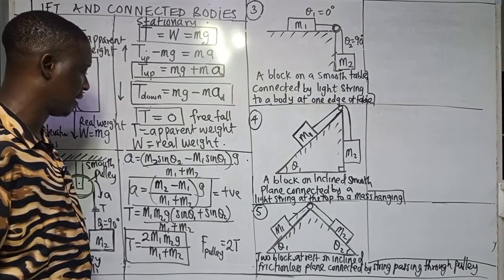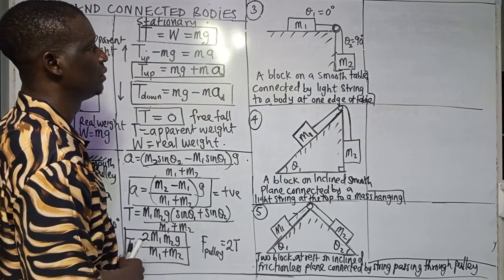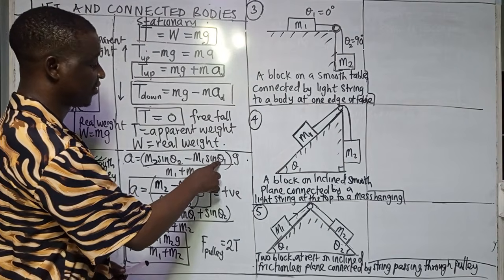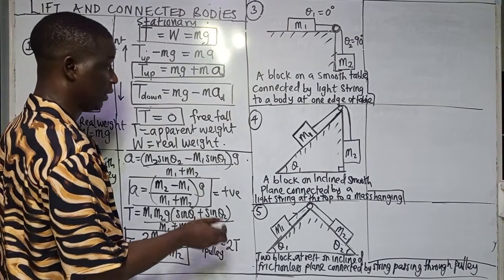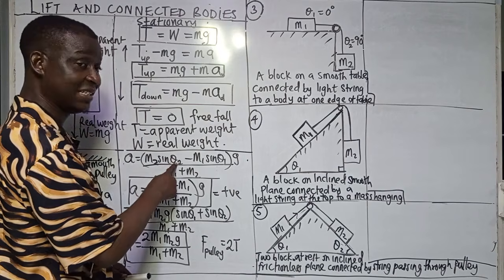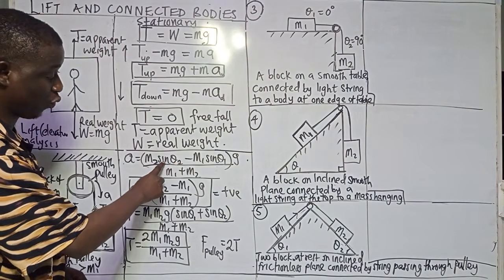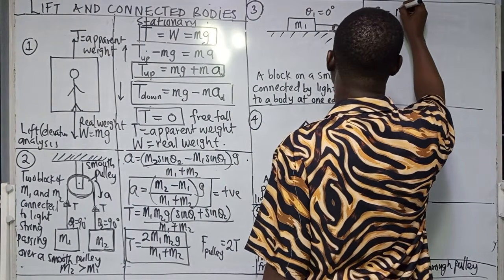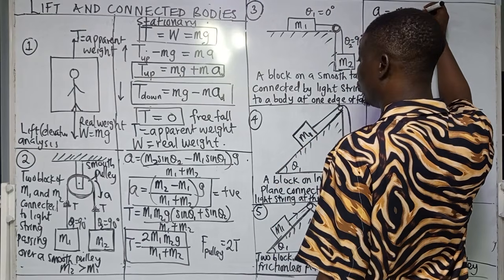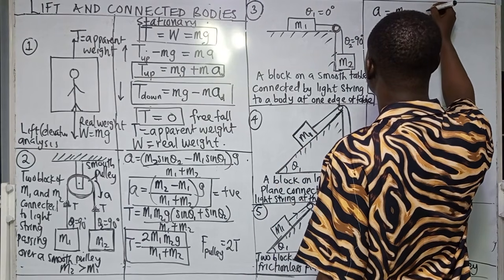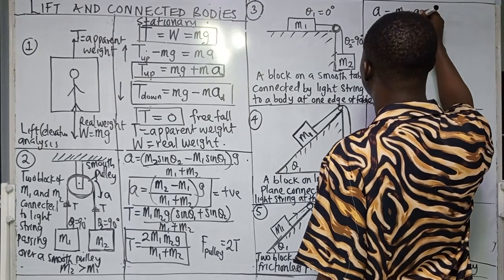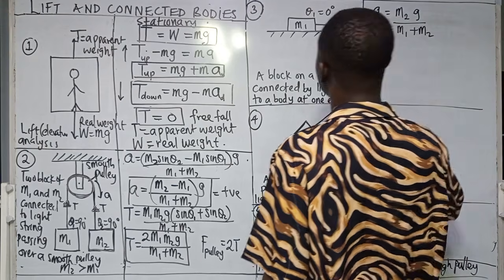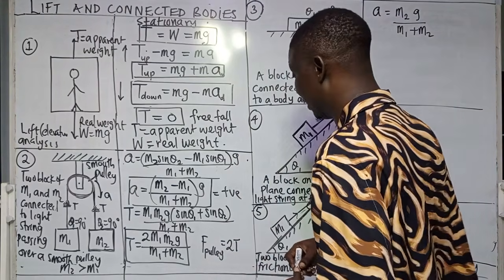So let's put it there. Let's go. Theta 1 is what? Is 0. So sine 0 is what? 0. Then theta 2 is 90. Sine 90 is what? 1. So 1 times m2 gives m2. So I'm going to have what? A will now be equal to m2 minus 0, no need to write this, times g over m1 plus m2. That's what I want to have as common acceleration.